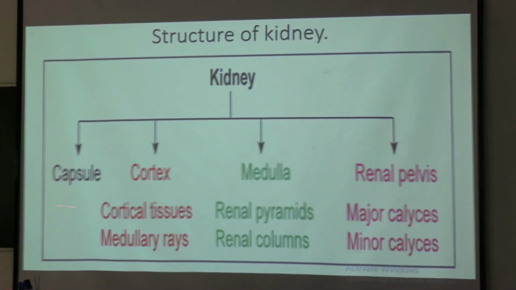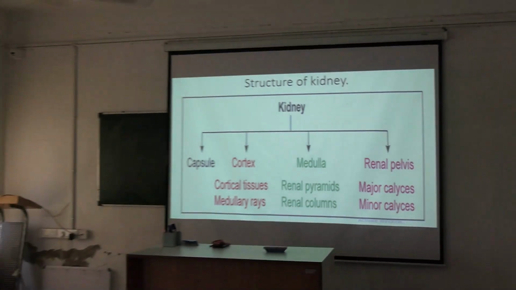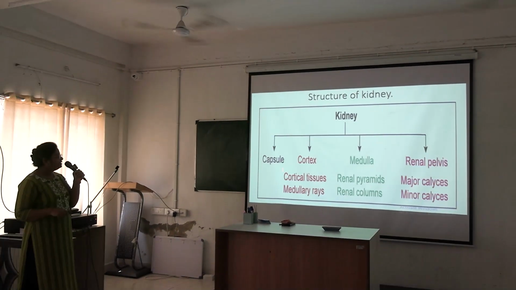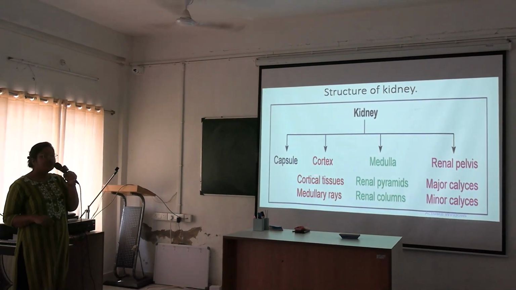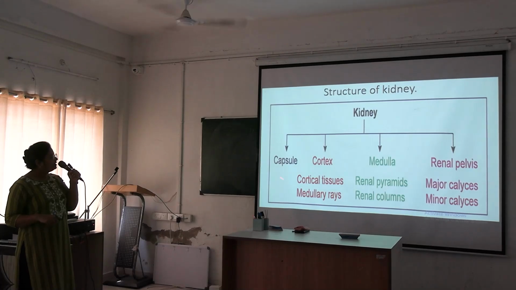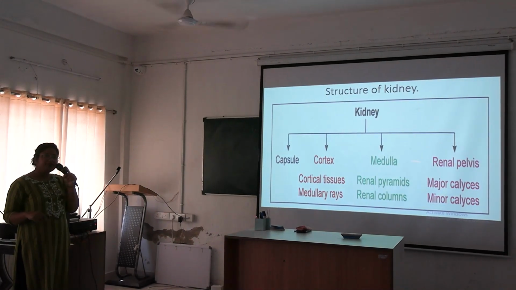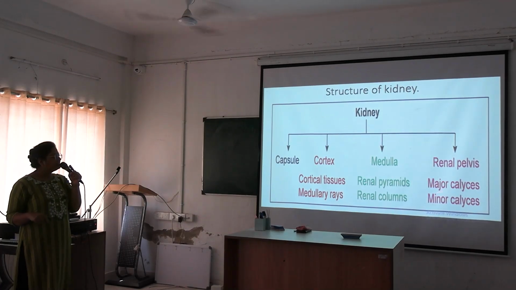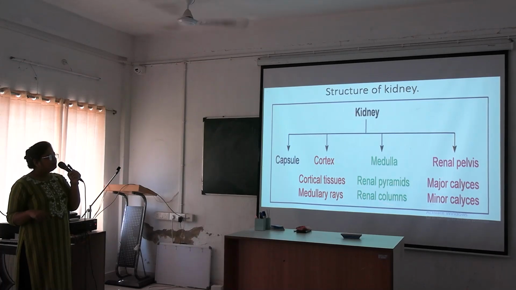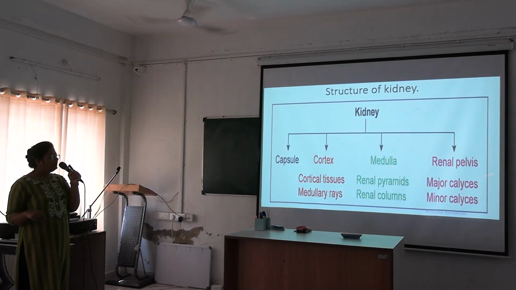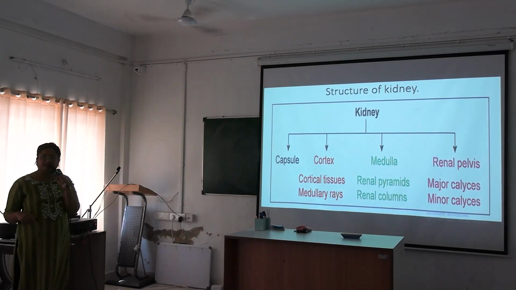These are the component parts of the kidney. The kidney is covered by a thick connective tissue sheath known as the capsule. Just beneath the capsule, you will see the cortex. The cortex has cortical tissue and medullary rays. Next is the medulla. In the medulla, you will see renal pyramids and renal columns of Bertin. And deep inside, there will be the renal pelvis. The renal pelvis consists of major calyces and minor calyces. Okay.